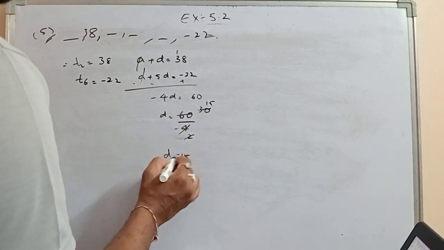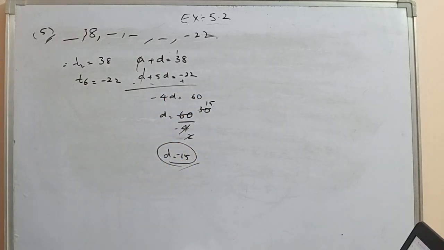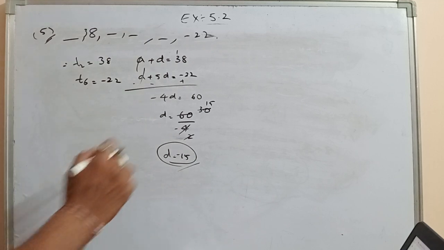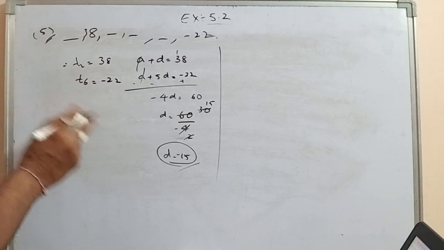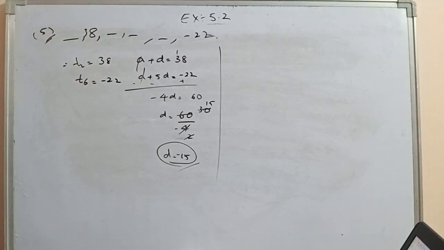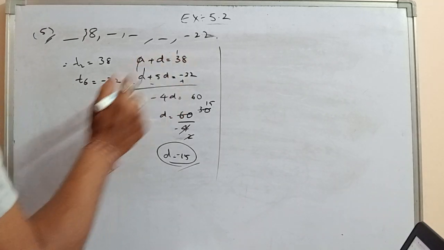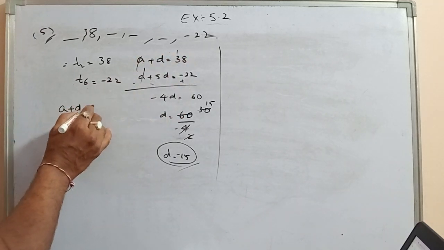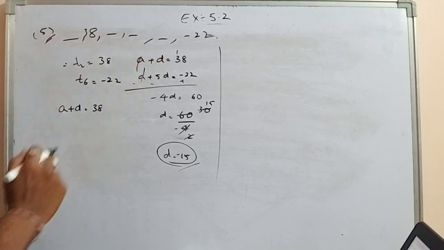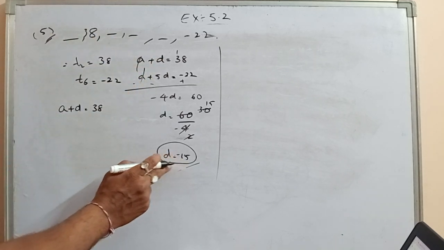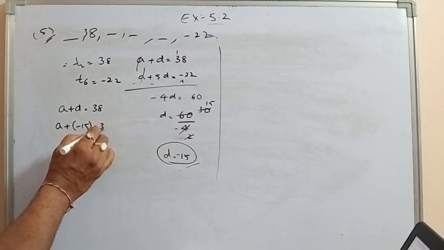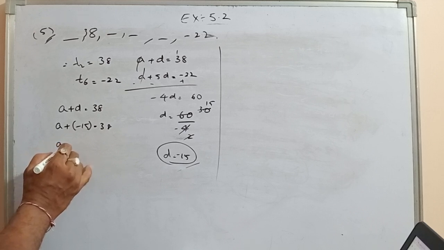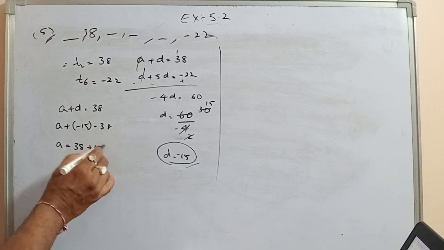So minus 15. What is the value of a? In order to find the first value, we can substitute in any of these two equations. Take a plus d is equal to 38 as the first equation. Substituting d as minus 15, we get a plus of minus 15 is equal to 38, so a is equal to 38 plus 15.